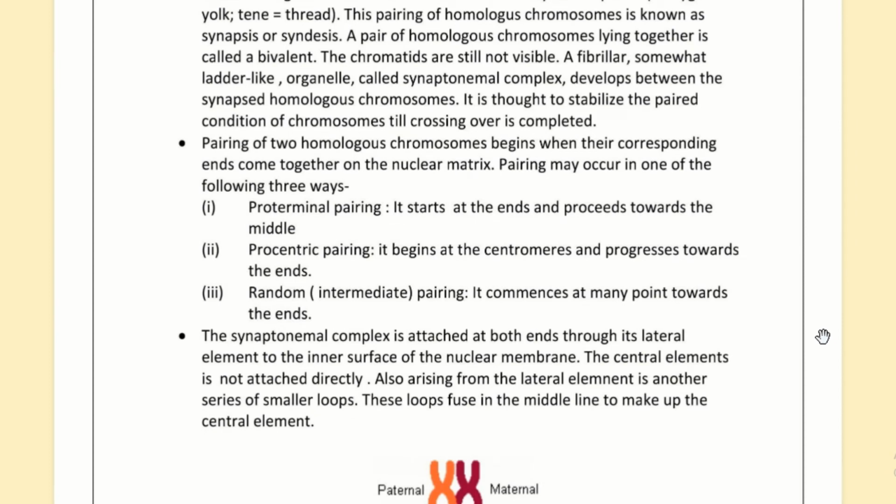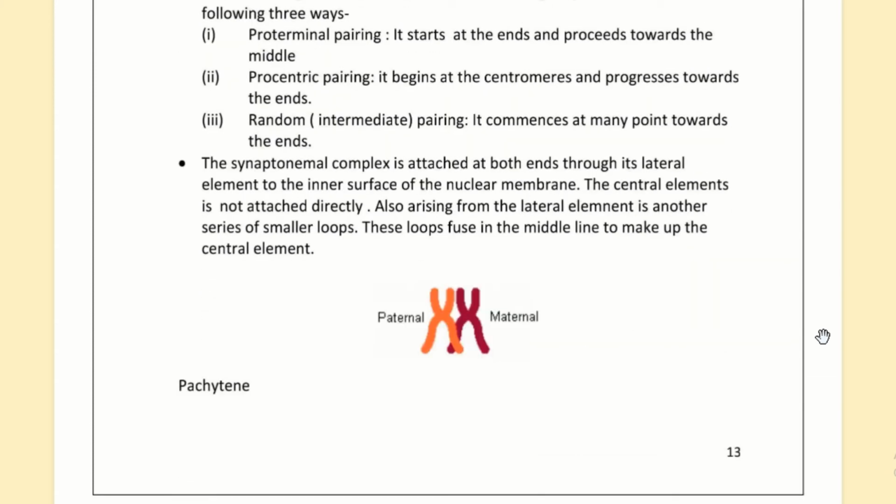Pairing of two homologous chromosomes begins when their corresponding ends come together on the nuclear matrix. Pairing may occur in one of three ways. Number one, proterminal pairing. It starts at the end and proceeds toward the middle. Procentric pairing. It begins at the centromeres and progresses towards the ends. And random or intermediate pairing. It commences at many points along the chromosomes.